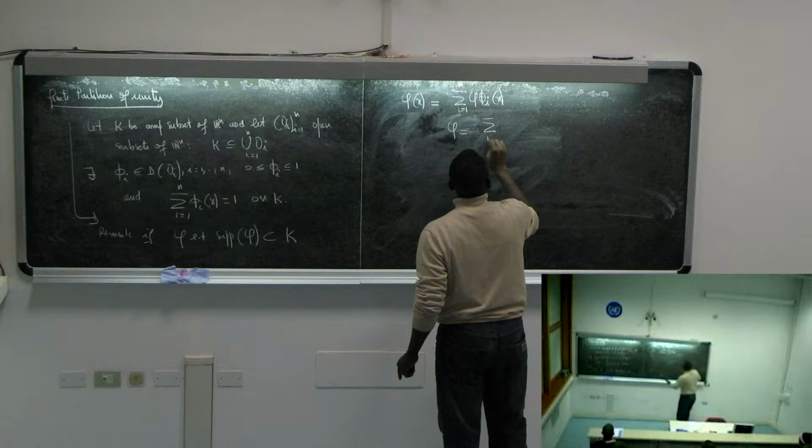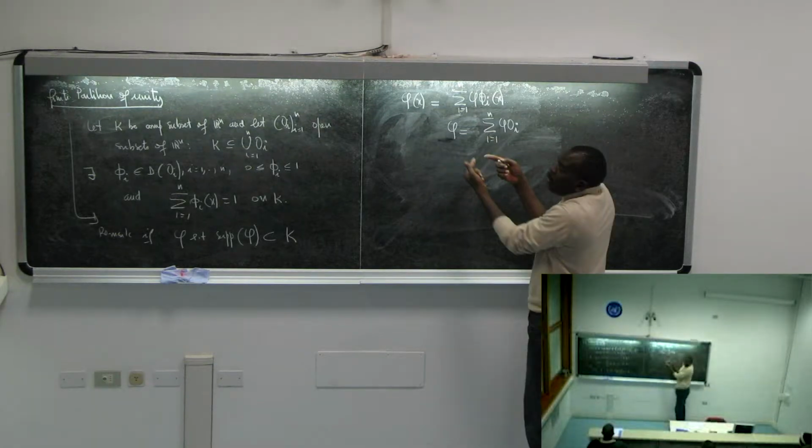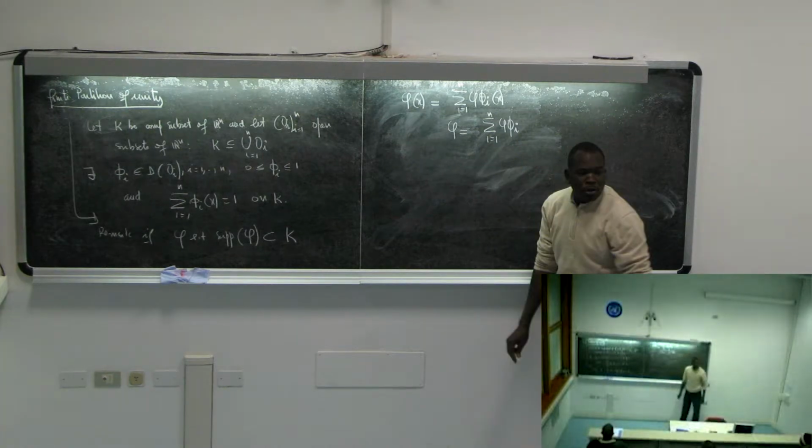Because if you are in K, you have phi of x, and the sum of phi_i is 1. If now you are outside K, this is equal to 0 and this also is equal to 0. So this equality is true. And so by using partition of unity, we can write phi as a sum of functions like this.